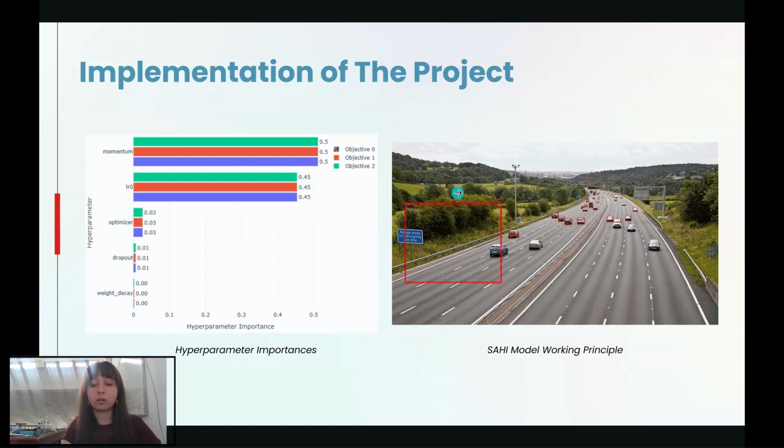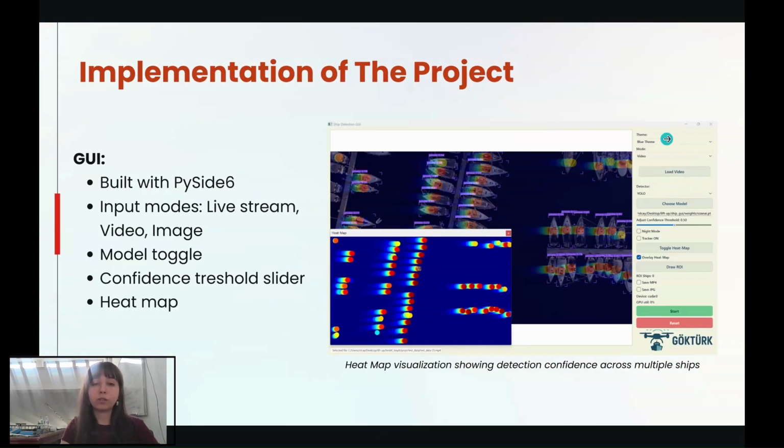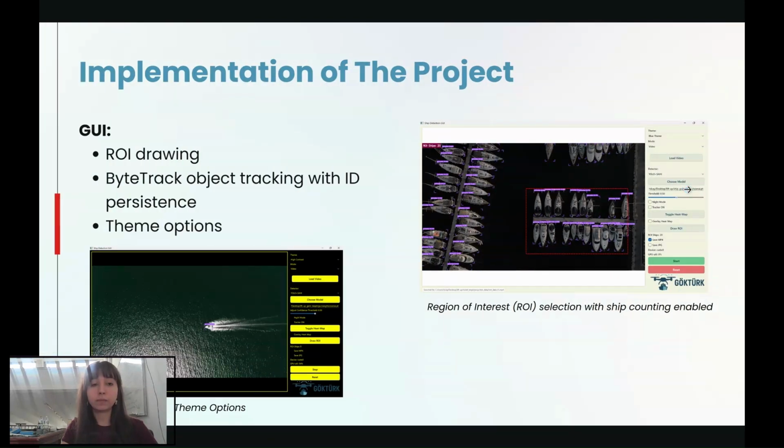It takes smaller pieces of each image and this way does better detection on small objects such as small yachts. And for the graphical user interface, we built it using PySide 6, and we have different input modes. We have a model choosing option and a confidence threshold adjusting option. We can also see the heat map on our interface, and we can use different theme options such as this one, the high contrast theme, and we can draw a region of interest and also do ByteTrack tracking.